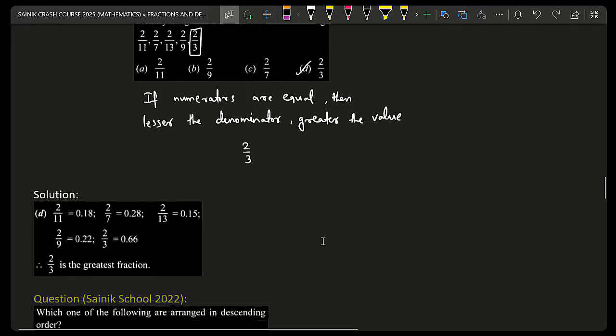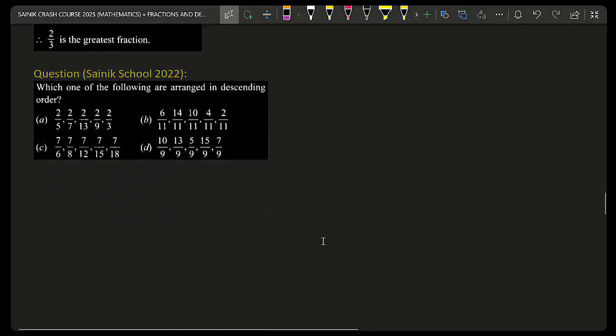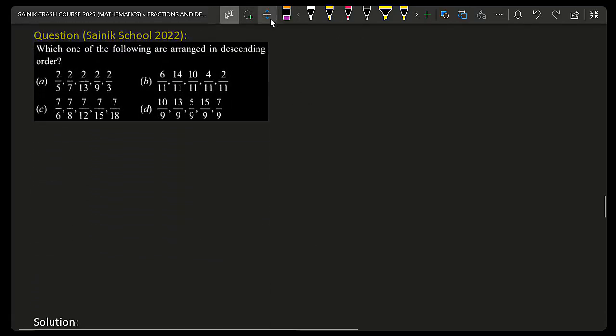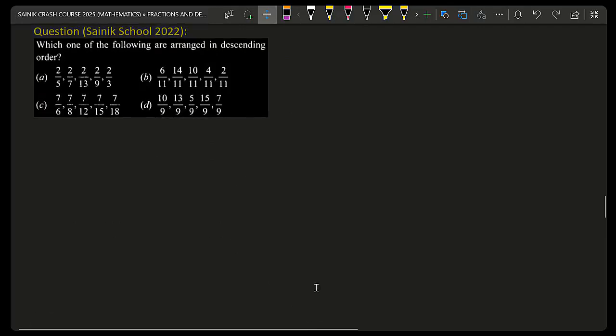Yes, next question. Which one of the following is arranged in descending order? Descending means greatest to smallest. Which one of the following is arranged in descending order? If you want to give the answer, you can raise a hand now. Abhijay, can you give the answer?